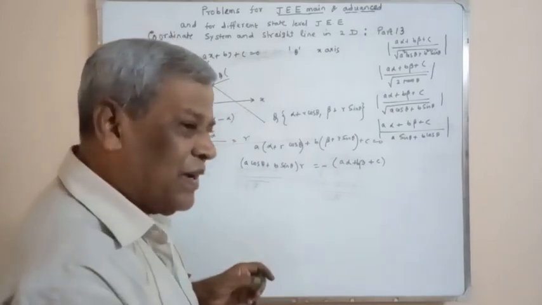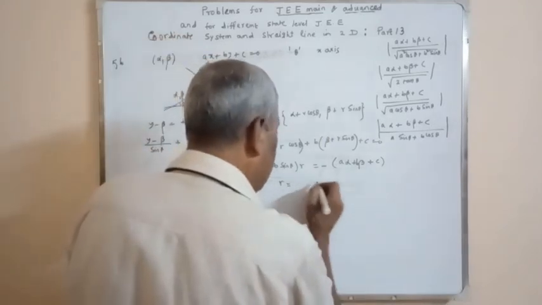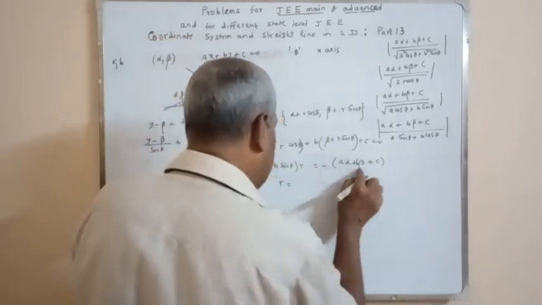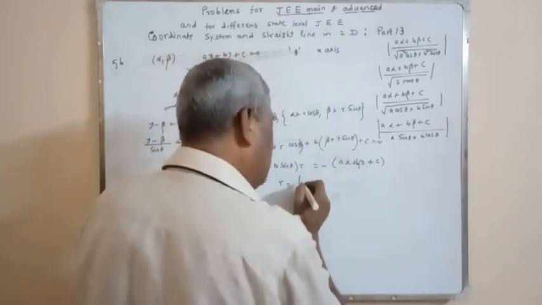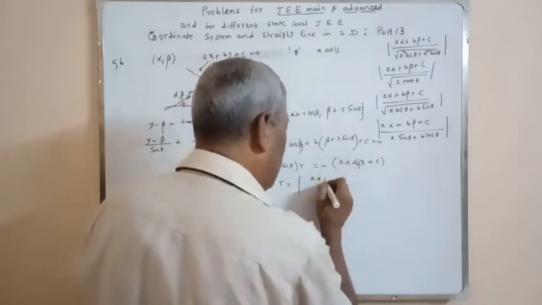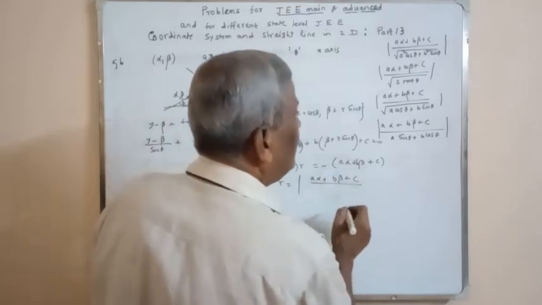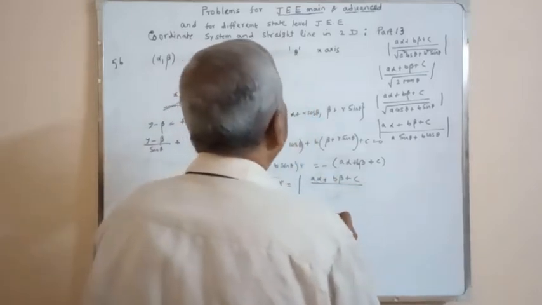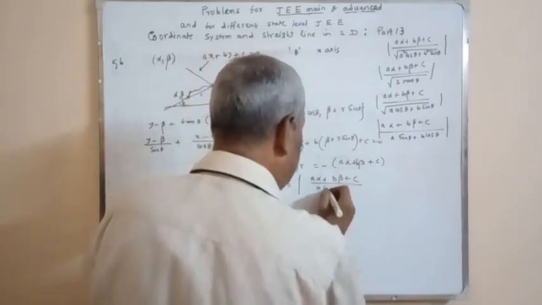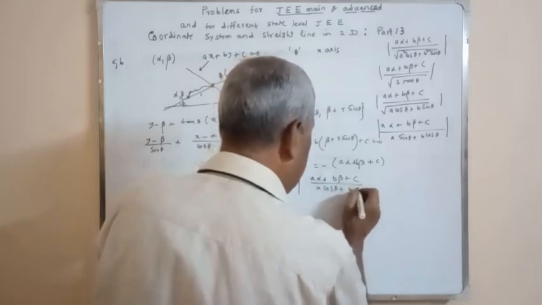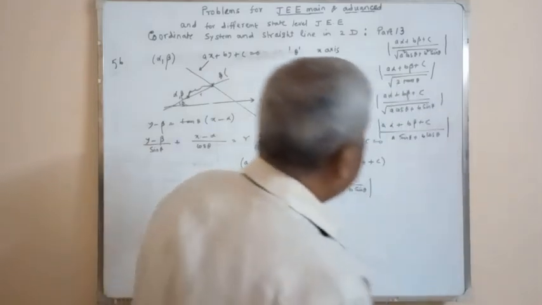And because r is our required distance, r is equal to minus this by that, but it cannot be negative. So I give a modulus sign: modulus of a alpha plus b beta plus c by a cos theta plus b sin theta. And this is the answer.